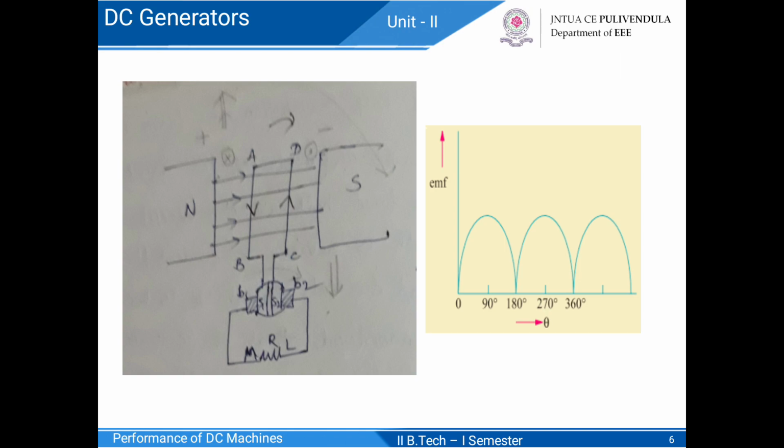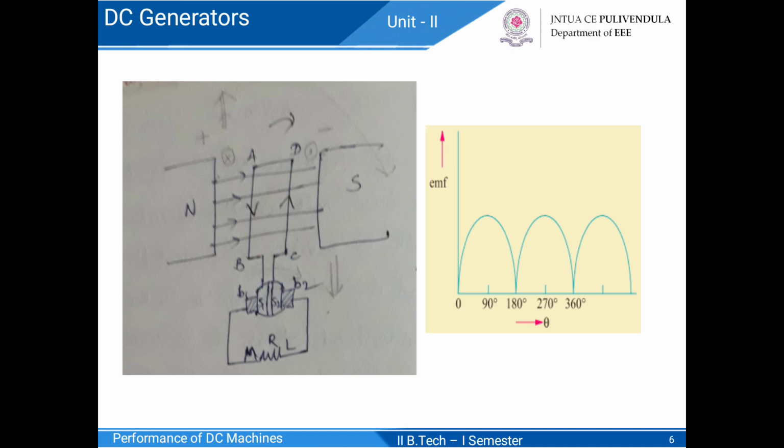So in the next half revolution, the direction of the induced current in the coil has reversed. But at the same time, the positions of segments S1 and S2 have also reversed. So with the result that brush B1 becomes in contact with segment S2, which is now acting as positive, and brush B2 is in contact with S1, which is now acting as negative. So thus current in the external load again flows from M to L.